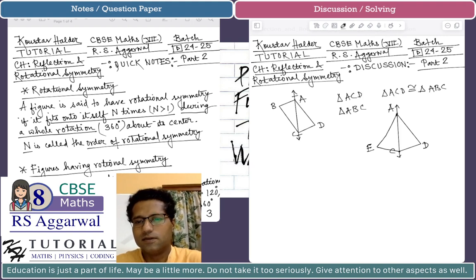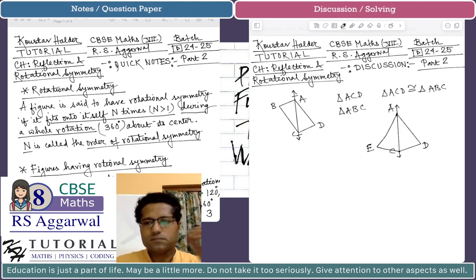So that is the reason that the diagonal AC of the rectangle ABCD is not a line of symmetry. So both the diagonals of a rectangle, in any rectangle, are never a line of symmetry. In fact, the diagonals of a rectangle are never the line of symmetry.